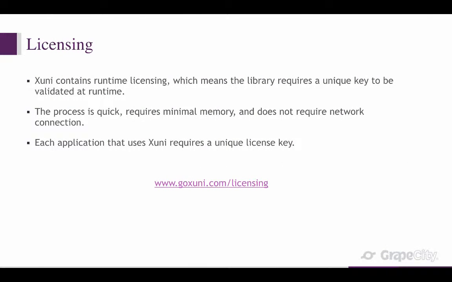Xuni has runtime licensing, which means that the application requires a unique key to be validated at runtime. Each app requires a unique key that can only be generated from our website. The samples we include will work without a license, but even if you want to do a trial of Xuni, you need to generate a free trial key for each application. Mobile apps published using a full version of Xuni will work indefinitely, while apps published with a trial key will work for 30 days from the date the trial key was generated.